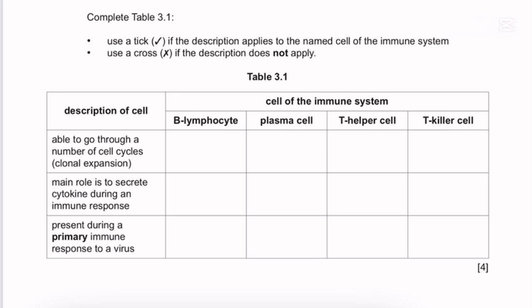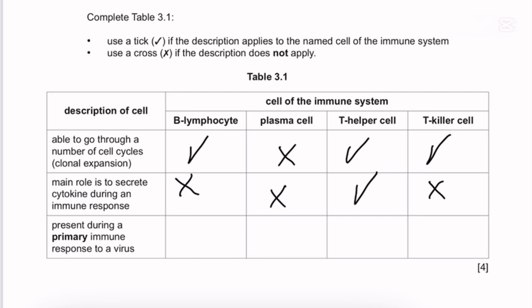Okay, description of the cell: able to go through a number of cell cycles, clonal expansion. B lymphocytes can definitely go through clonal expansion. Plasma cells cannot. Plasma cells are formed from the differentiation of B lymphocytes. So B lymphocytes will undergo clonal expansion, will divide by mitosis, then differentiate into plasma cells, which cannot undergo multiple cycles. T helper cells can, and so can T killer cells. It says main role is to secrete cytokines during an immune response. That is the role of the T helper cell, but not any of the rest.